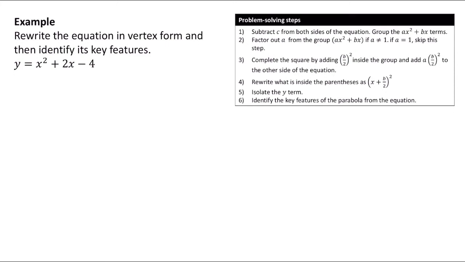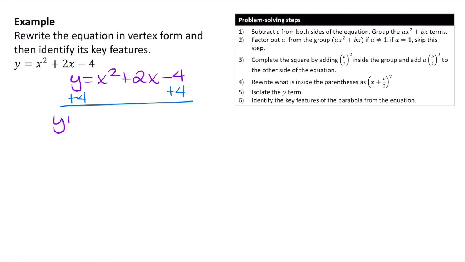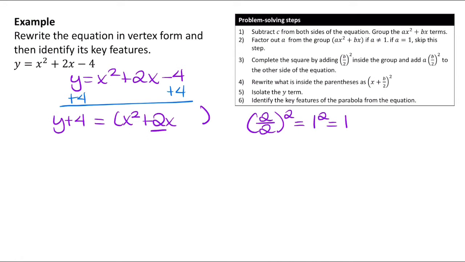I'm going to start off by moving that value of c to the other side of this equation. That means that I'm going to do the opposite of minus 4, and then I'm going to add 4 to both sides. So when I add 4 to both sides, I get y plus 4 equals, and then I'm going to put my x squared plus 2x into a group. And I'm going to leave a little bit of room because I know that I need to add (b over 2) squared. So b in this case is 2, so I do 2 divided by 2 and then square it. Well, 2 divided by 2 is 1, so we have 1 squared, which is equal to 1. So now I'm going to go ahead and add 1 to both sides.